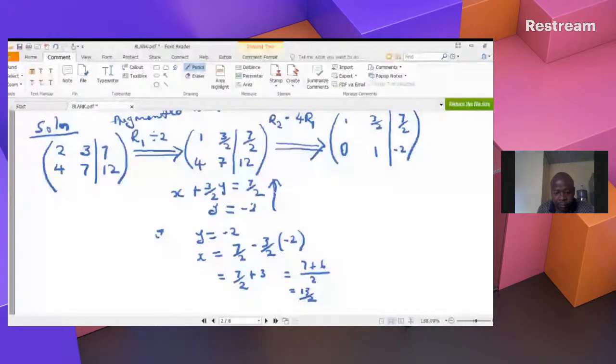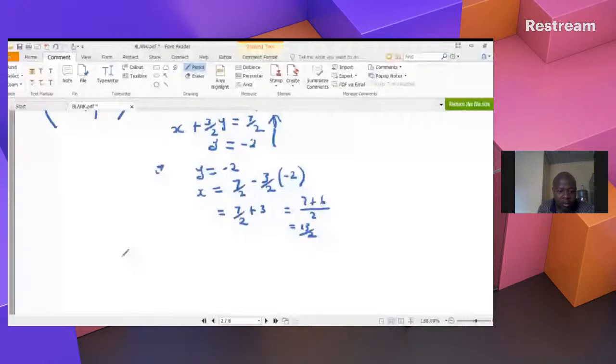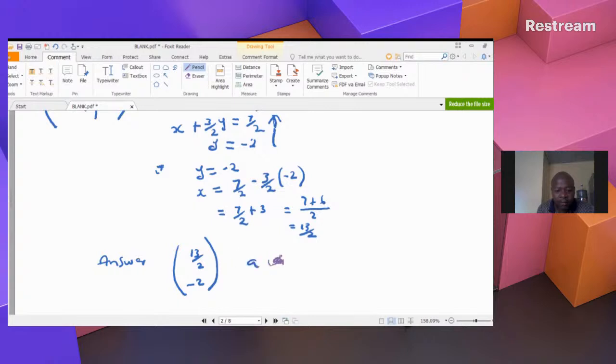So we found the value of x and the value of y. What we wanted was the solution to the system. So this system has only one solution. And the solution to this system, you can write it in column form, the value of x and the value of y. This is the solution to this system. So this system has a unique solution, just one solution.